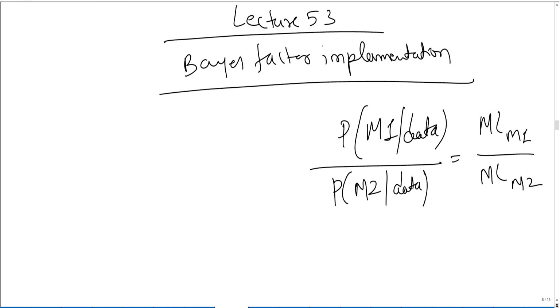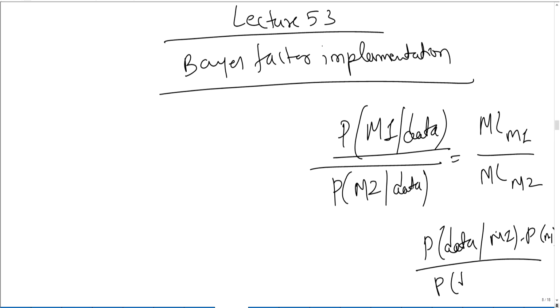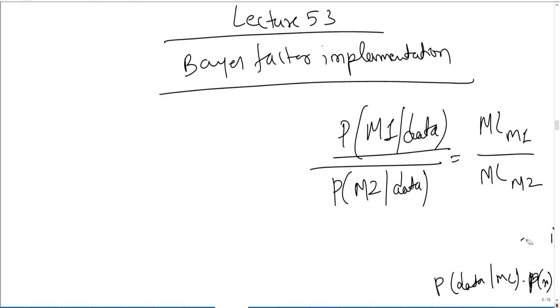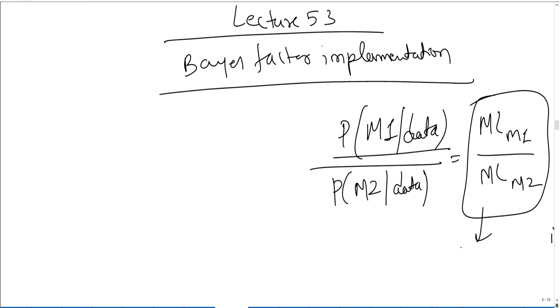We derived this relationship using Bayes theorem, because according to Bayes theorem this ratio becomes the probability of the data being generated by model 1 times the prior probability of model 1, divided by the probability of generating the data by model 2 times the prior probability of model 2. This term is your marginal likelihood. These are the prior probabilities of model 1 and model 2, which we assume are equal, so we do not have any prior bias about either model. It essentially reduces to the ratio of marginal likelihoods of the two models. This ratio of marginal likelihoods is called the Bayes factor.